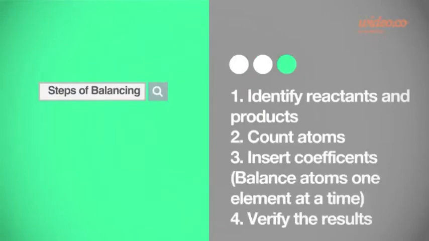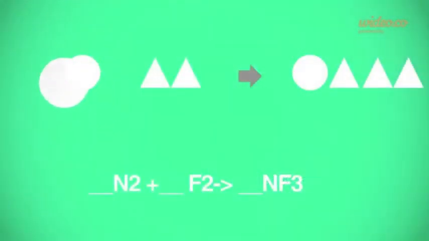There are 4 steps of balancing that you need to know. 1. Identify reactants and products. 2. Count atoms. 3. Insert coefficients. Balance atoms one element at a time. And 4. Verify the results, and remember to never change the subscript.